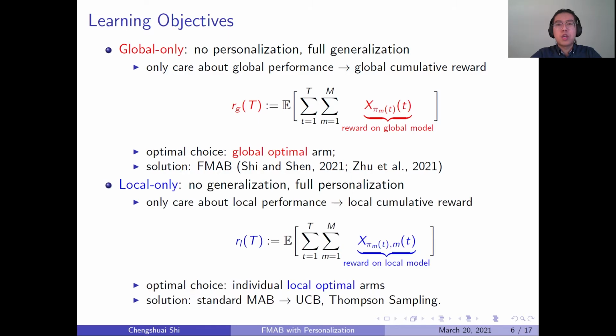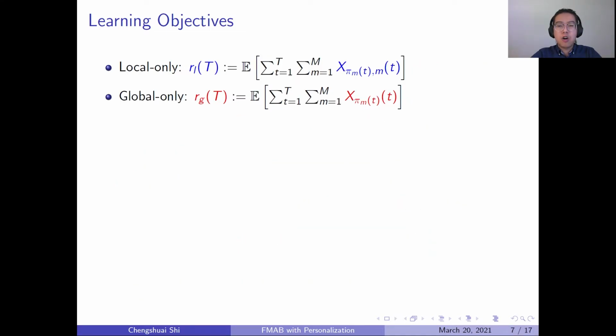The other extreme is of course to focus only on the local performance, which means full personalization but no generalization. Similarly, the local performance can be measured by the local cumulative reward labeled in blue here. The optimal choice now is simply the individual local optimal arm for each client. It turns out that this is actually captured by the standard MAB studies. It can be effectively solved by letting each local client run UCB or Thompson sampling algorithms individually on their own. However, as we know, these two objectives are often contradictory with each other in practice. So how can we balance or trade off between them?